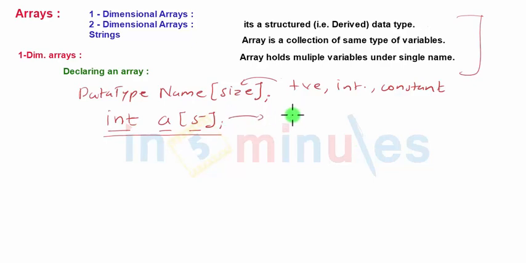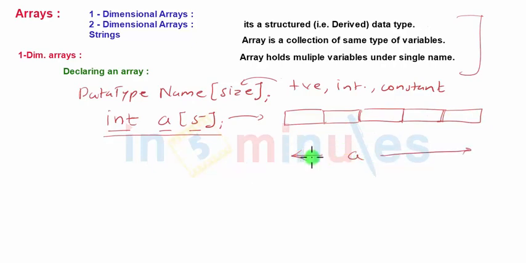So this declaration will create 5 integers in the computer's memory. Obviously each will be 2 bytes of data. Collectively this entire collection of 5 variables will be called an array A. The size of the total memory allocated will be 10 bytes because it's an array of 5 integers. So total 10 bytes will be allocated.